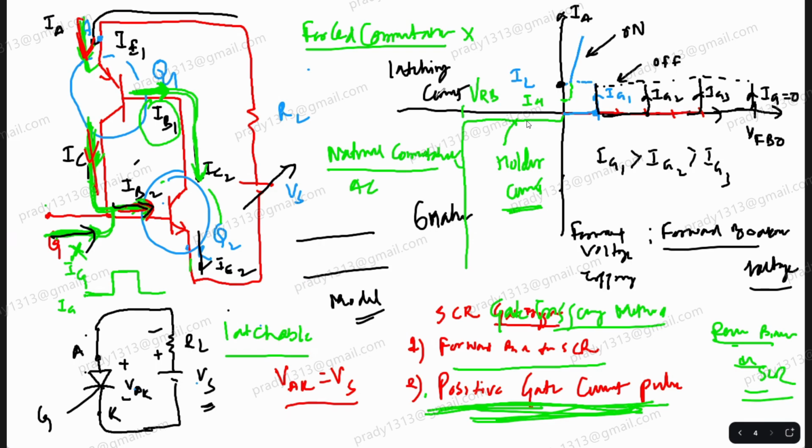Its characteristic is similar to a diode. When you reverse it, there is a reverse breakdown potential. If you give more potential than that, it will lead to avalanche breakdown and get damaged. There is a leakage current also flowing in the reverse direction. Okay, clear? So this is the characteristic of a SCR.